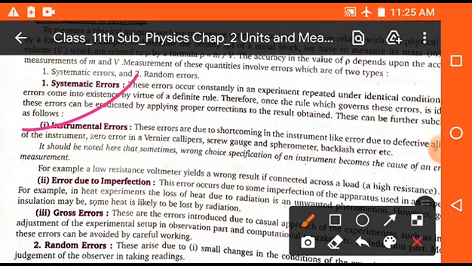In this systematic error, we will discuss some types of error, like instrumental error. These errors are due to shortcomings in the instrument, like error due to defects of the instruments. For example, zero error in vernier calipers, screw gauge and spherometer, backlash error, etc. So these are the errors generated by the instruments. That means they are already present in the instruments. So we can say that these errors are instrumental errors. Clear?